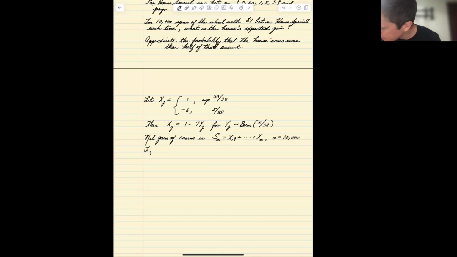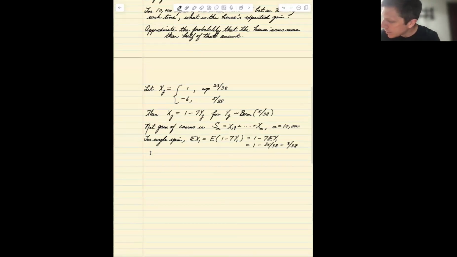For a single spin, we can calculate the expectation of X1 very easily. It's the expectation of 1 minus 7 Y1, which is 1 minus 7 times the expectation of Y1, and the expectation of a Bernoulli is just the parameter. So it's 1 minus 35/38, which is 3/38.